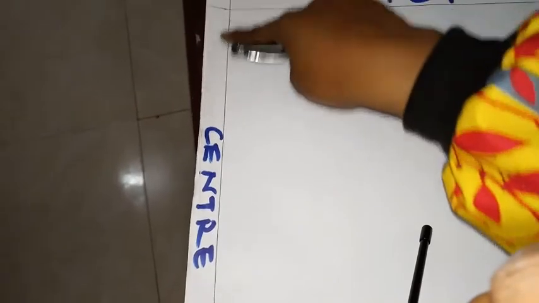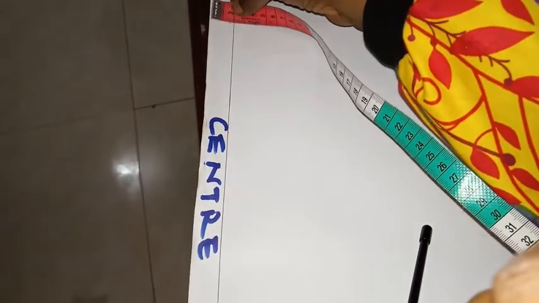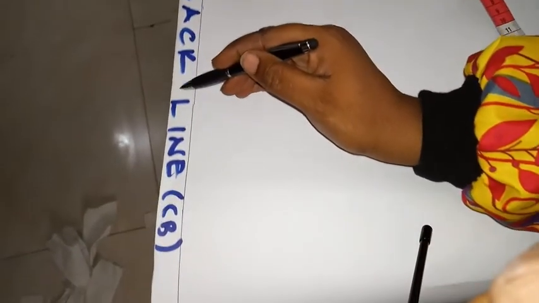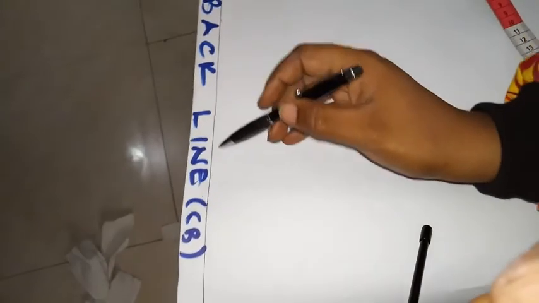And then you come to the side, the left side. From here you measure 2 cm, 2 cm, 2 cm, and draw a straight line. You label that line center back line. Not back, don't just say back line, say center back line, CB.